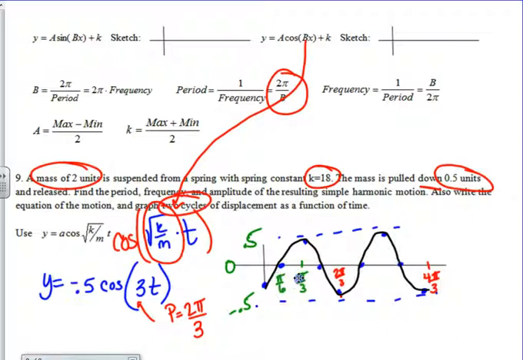So I have 1 pi over 6, 2 pi over 6, 3 pi over 6 would be pi over 2. This is 4 pi over 6, which of course is 2 pi over 3. This is 5 pi over 6. This is 6 pi over 6, which is pi. This is 7 pi over 6. And this is 8 pi over 6, which indeed is 4 pi over 3.